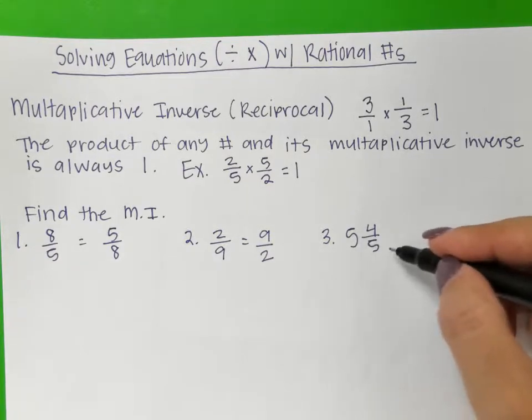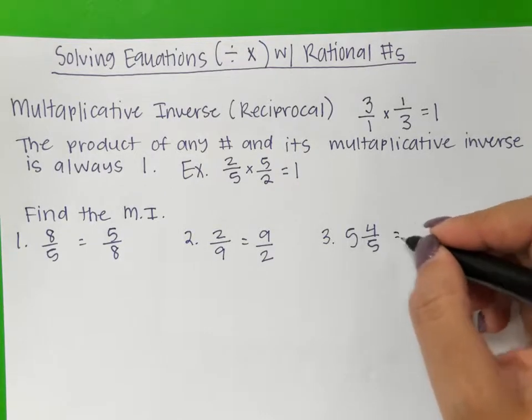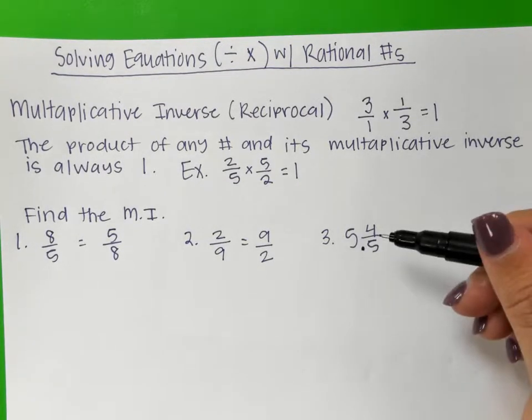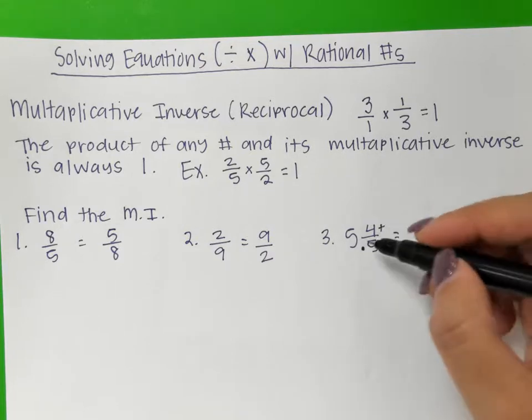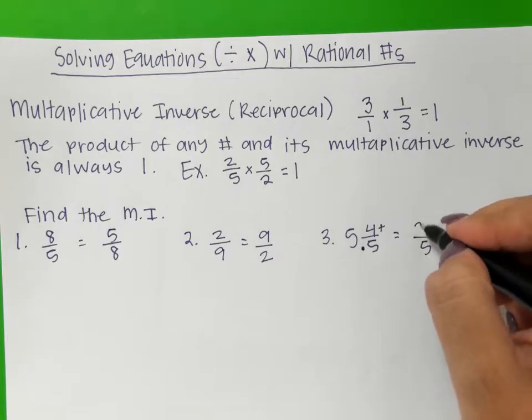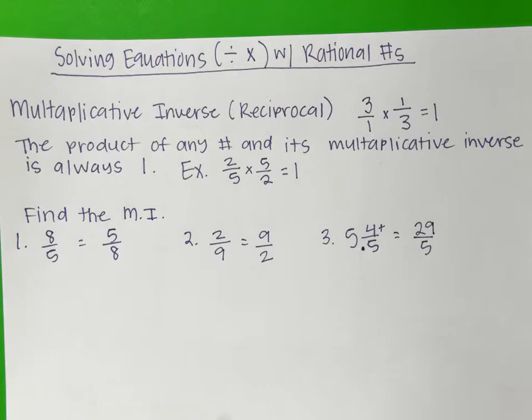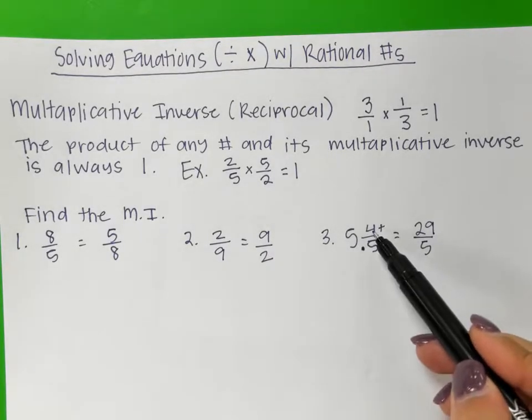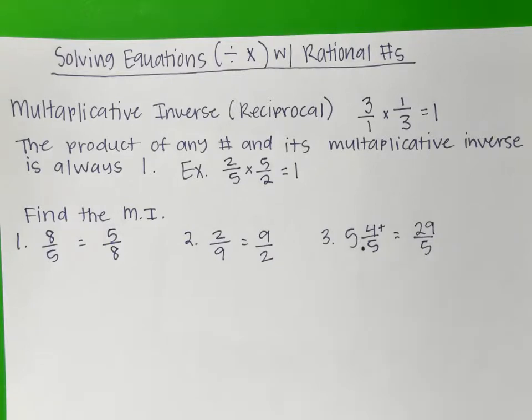Okay. So how do I change this to an improper fraction? I do 5 times 5, and then I add 4, and I keep the same denominator. So that gave me what? 29 over 5. 5 times 5 is 25, plus 4 is 29, and then you keep the same denominator. So then what's the multiplicative inverse of 29 over 5? 5 over 29. So if you're given a mixed number, you've got to change that mixed number to an improper fraction first before you can find the multiplicative inverse.